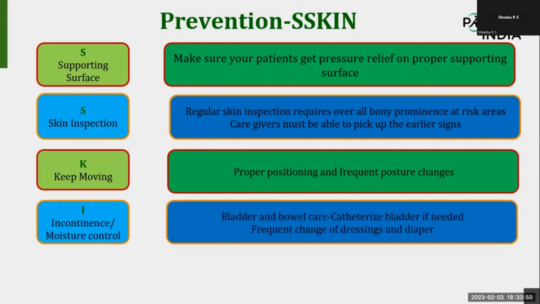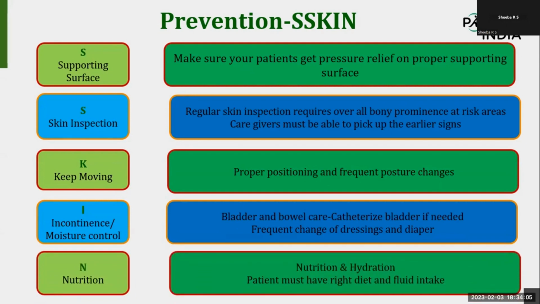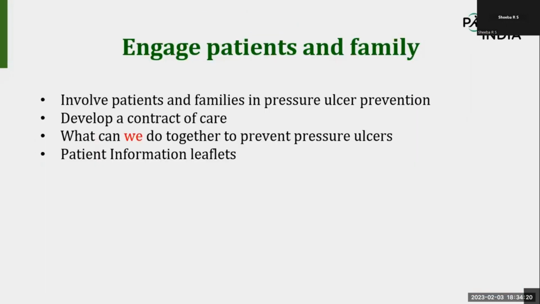Bladder and bowel care is very, very important. If they have incontinence, you can think about catheterization, and also you can think about diaper or linen. You have to educate the patient well. And finally, nutrition and hydration is also important. You have to make sure that they take the right diet or fluid intake. So always keep it in mind, double SKIN.